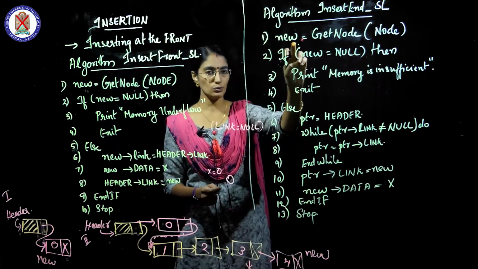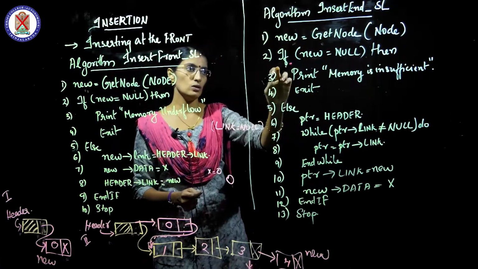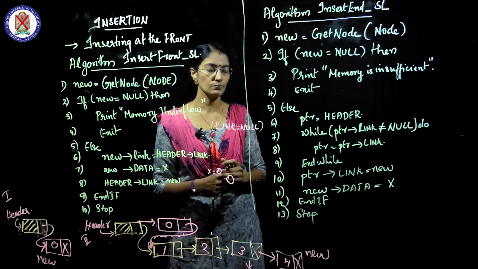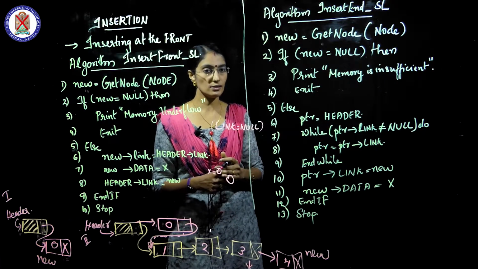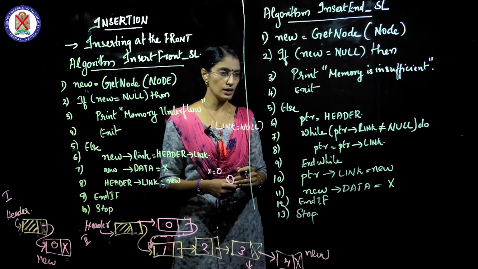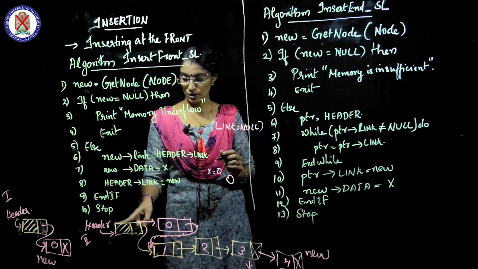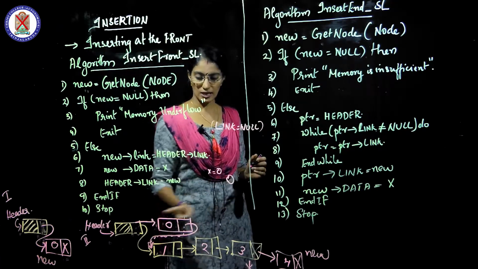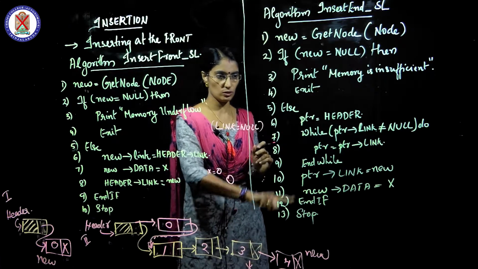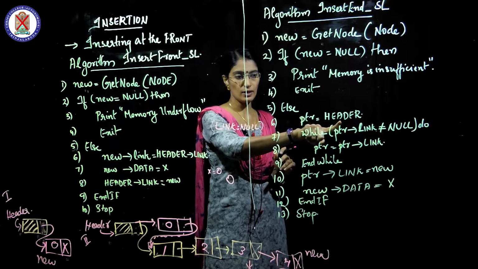First you have to get a new node, and using the procedure get node, you get the new node. Now if new is equal to null, naturally the condition is that memory is insufficient. For us, we are considering the else part. I have told you before, we have to traverse, starting from the header, the full linked list to reach the last node. So PTR is given the value of header.